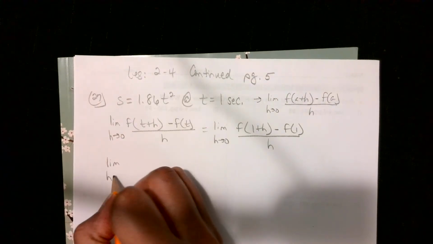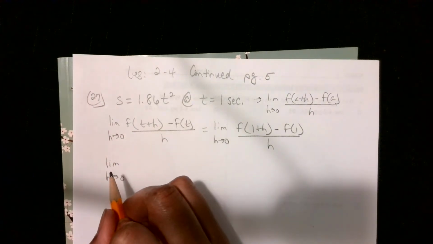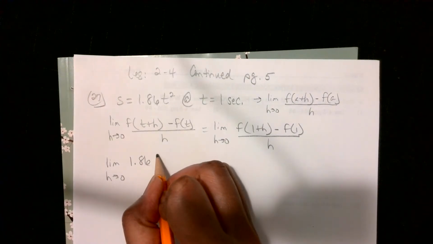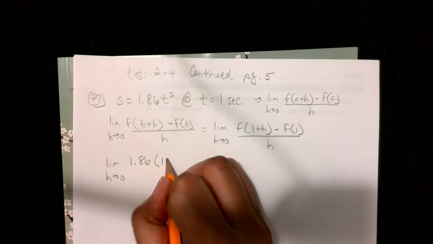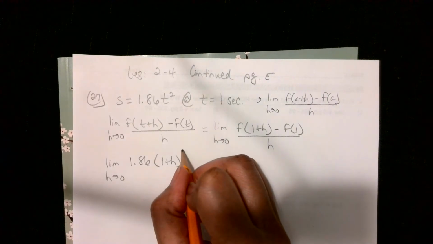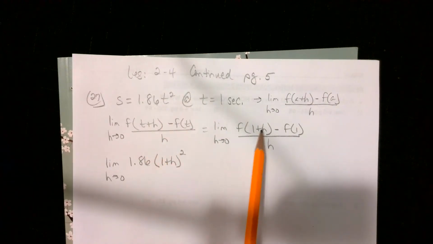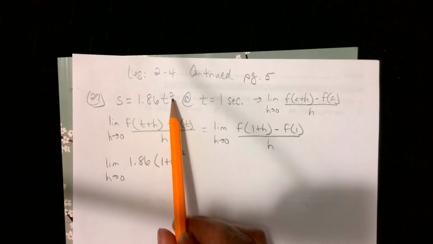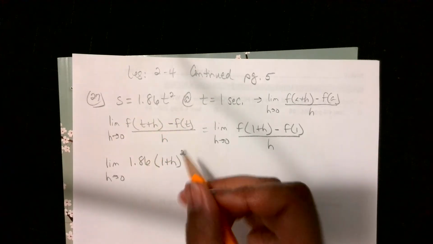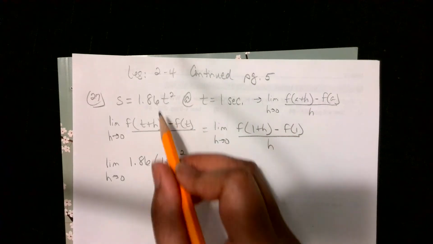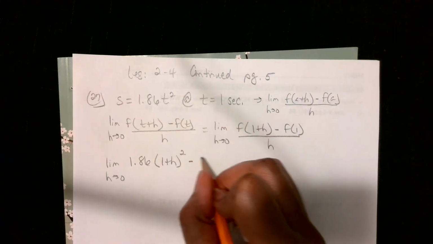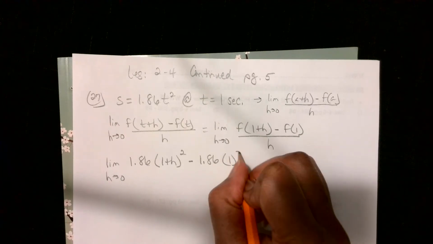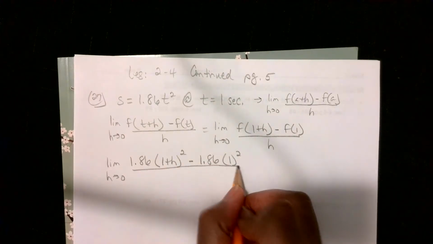So we have the limit as h approaches 0 of 1.86 times 1 plus h squared. So we had to plug in 1 plus h, which we did, but we got to square it to finish off the problem. Minus, now we plug in 1, so minus 1.86 times 1 squared all over h.